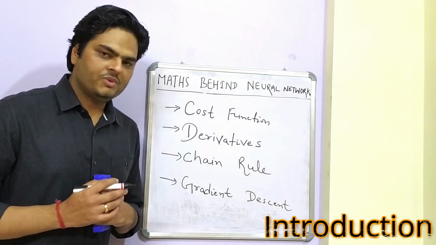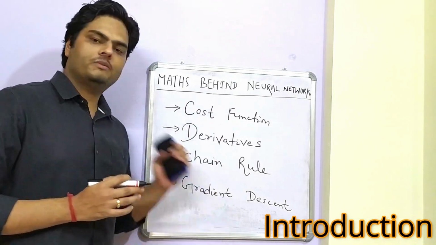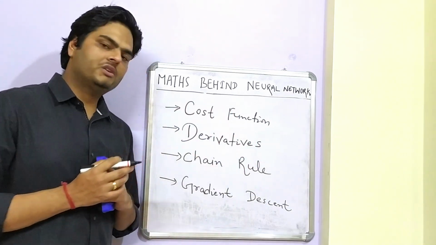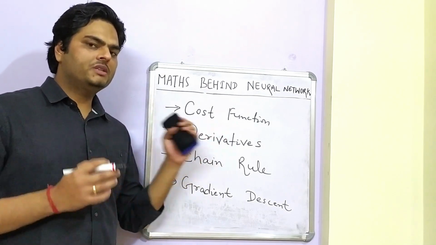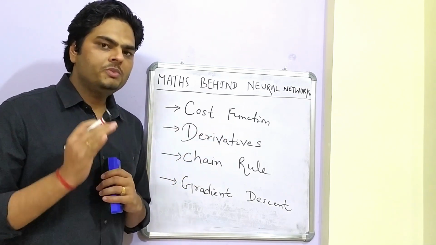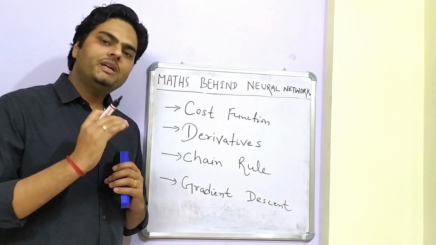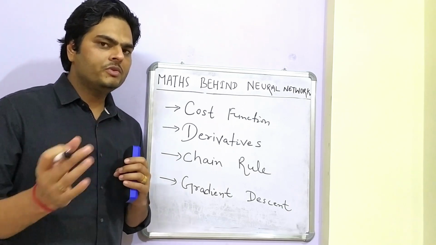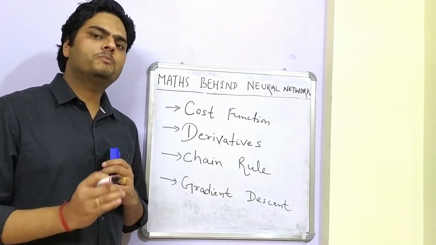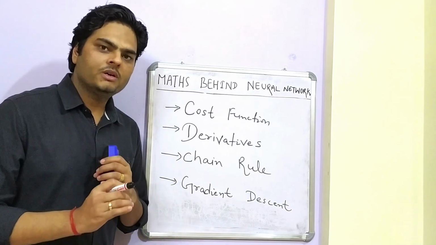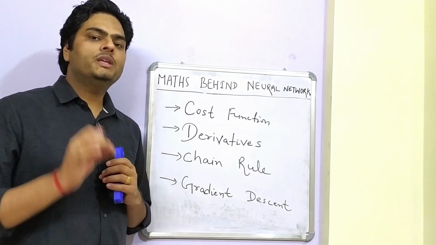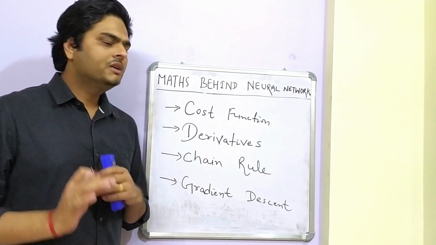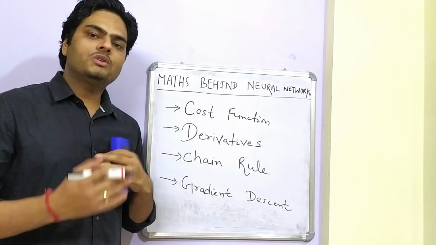Mathematics behind neural network. I have listed some topics here: cost function, derivatives, chain rule, gradient descent. The reason I have listed these is I want you to be very confident on the mathematics running behind a neural network, so that tomorrow if an interviewer asks you to explain the maths behind a neural network, you should be able to do that with the help of a paper and pen. These are very important concepts to know.